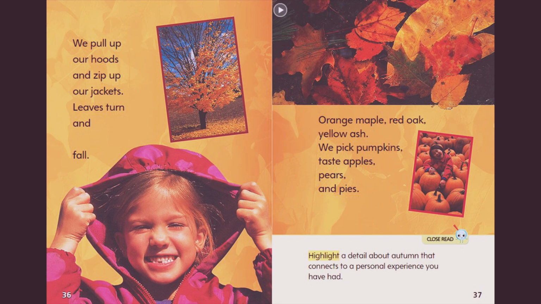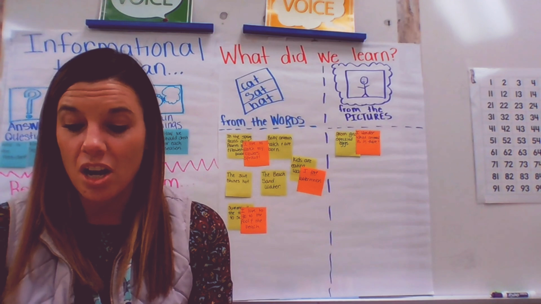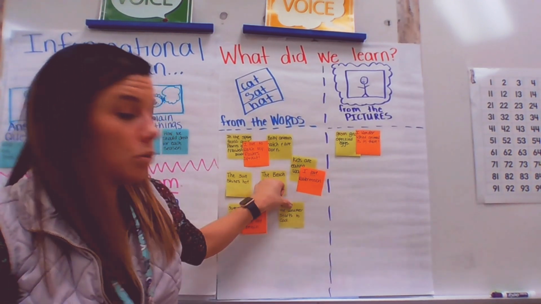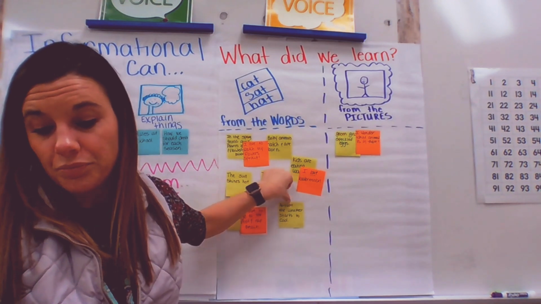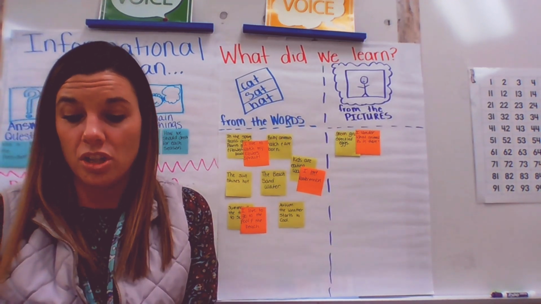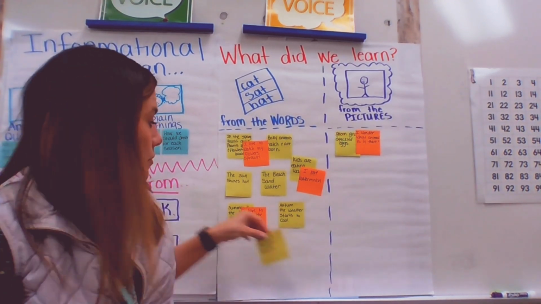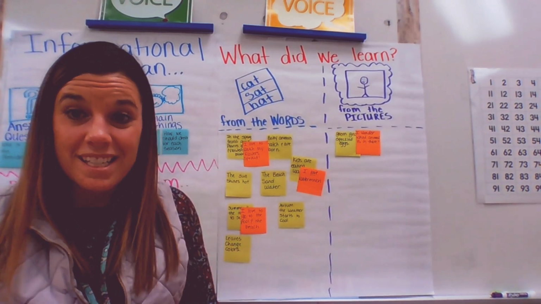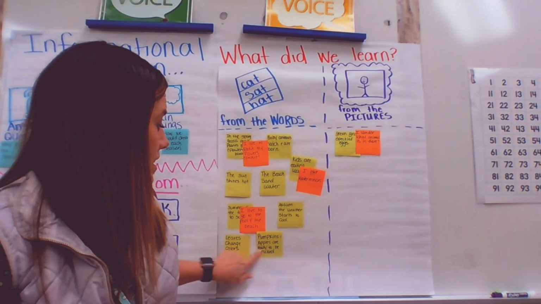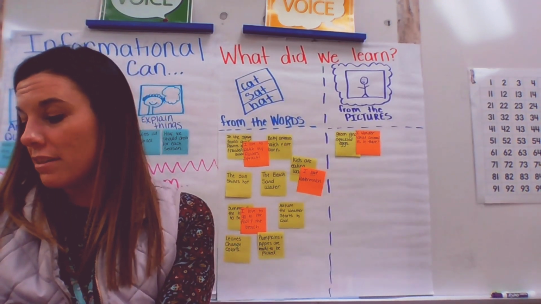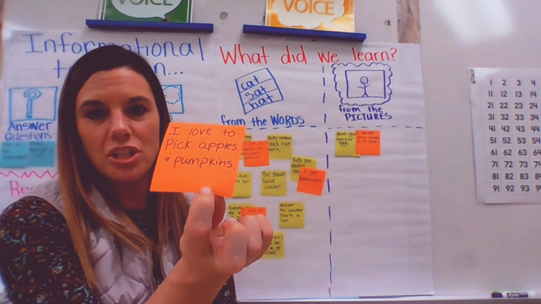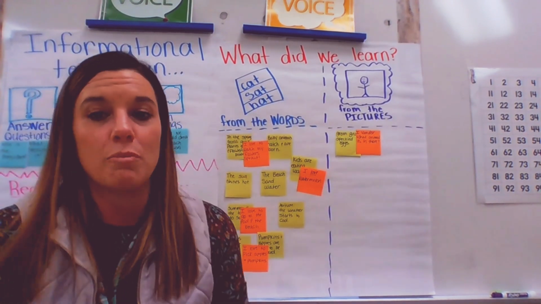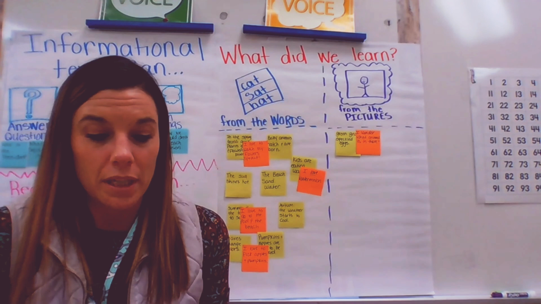So before going on, I learned from the words that in autumn, the weather starts to get cool, doesn't it? The leaves, they change colors. The pumpkins and the apples are ready to be picked, aren't they? We learned that from the words. My thinking voice said, oh my goodness, I love to go to the pumpkin patch. That's what I thought of when I was reading that page, because I love to pick apples and pumpkins.